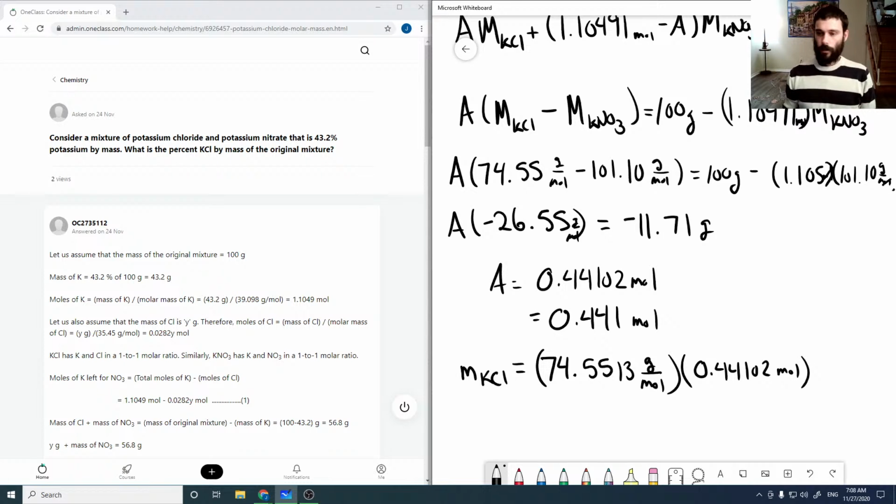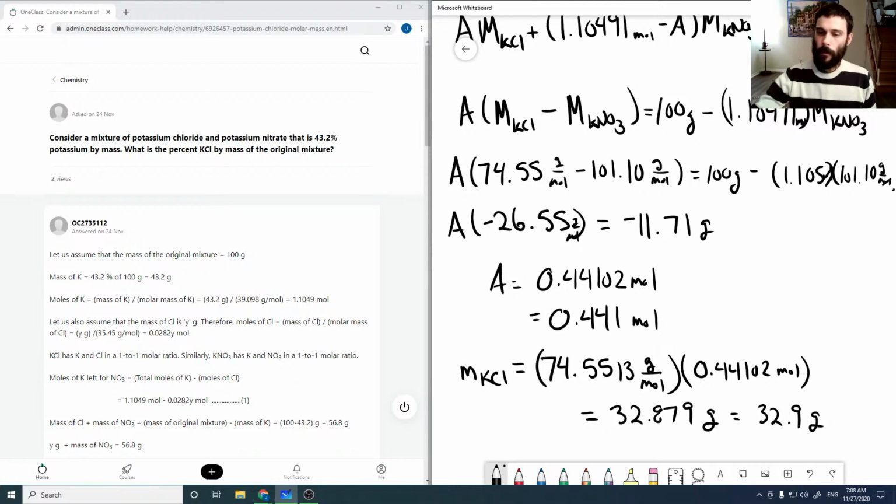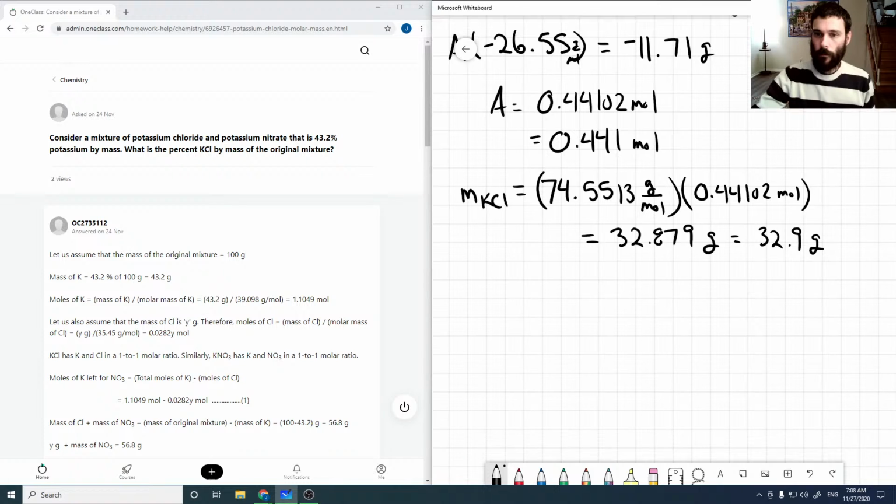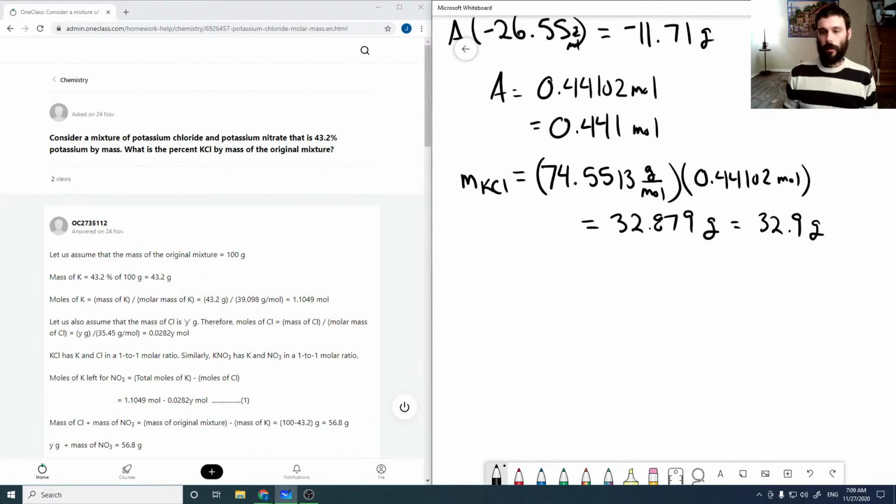Again, just keeping all the digits while I do the calculation and then doing the rounding after, which equals 32.879 grams, or about 32.9 grams. So there's our mass amount in our 100-gram sample. Again, we're just assuming 100 grams, but that's fine because we're looking for a percentage, right?